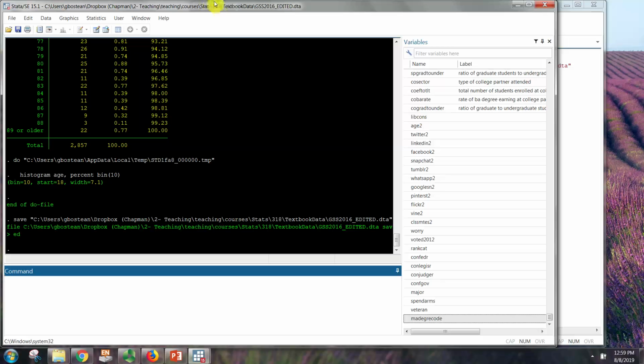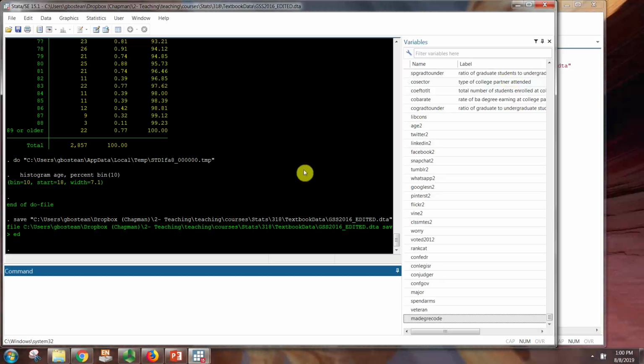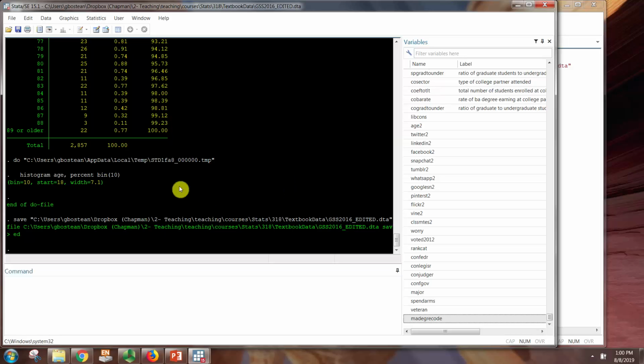I saved it in the 318 folder that I created, so I always want to make sure I know where I'm saving my data. It seems very basic, but I sometimes get confused and maybe have a default folder open and I'm not paying attention. So try to pay attention to that.